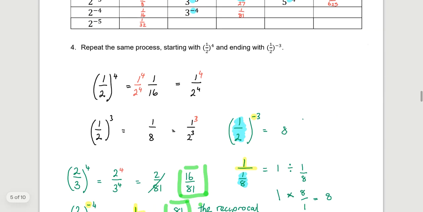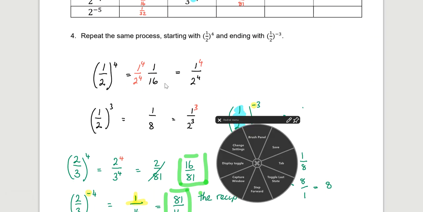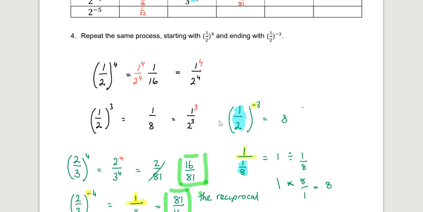Okay. We then looked at what happens if you've got a fraction raised to a power. Well, we have discussed that you end up applying the exponent to both the numerator and the denominator. So 1/2 to the power of 4 becomes 1 over 16, which is 1 to the power of 4, still 1, over 2 to the power of 4, which is 16.